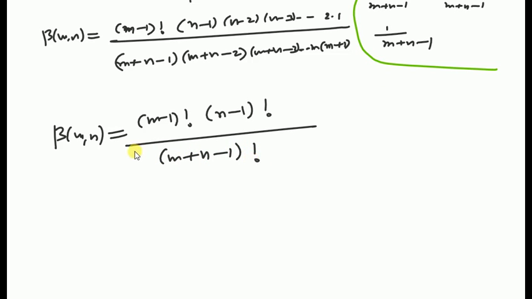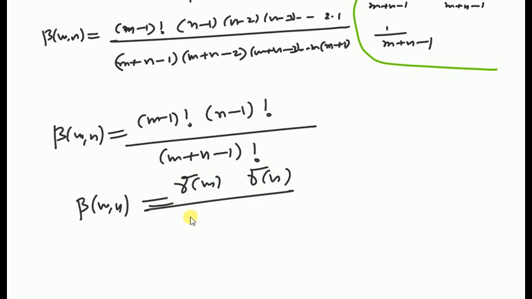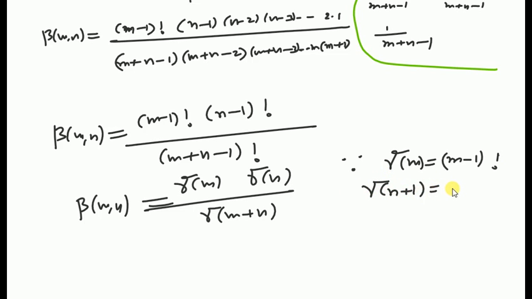So we know the definition of gamma function. So this is clearly beta mn equal to gamma m into gamma n, whole divided by gamma m plus n, since gamma m is equal to m minus 1 factorial, and gamma n is equal to n minus 1 factorial. So we have proved.